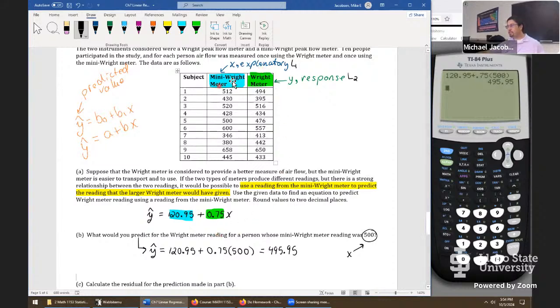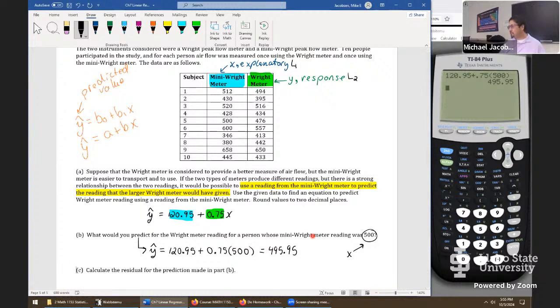It looks like the trouble with the mini rate meter is that it's biased. It's giving slightly higher values than it needs to. But this equation right here helps us make a good correction, and their values are still, again, pretty close. We expect that because the correlation was really high for these data. Any questions, folks, with part B?